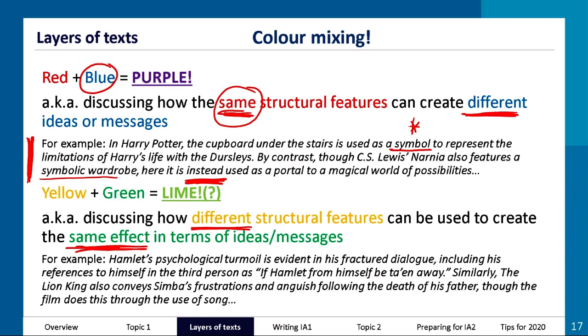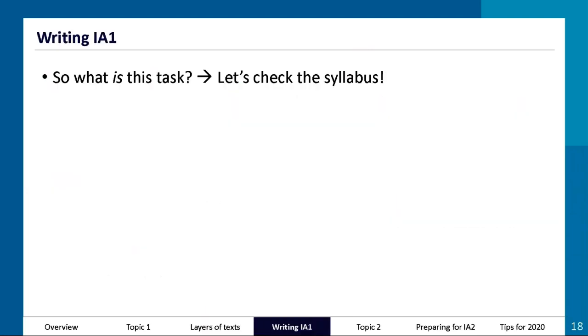So, keep this colour mixing stuff in mind. When we get into more detail about the task in a second, it's easy to lose sight of how to actually analyse the text. So this is a semi-abstract means of understanding what your piece should be accomplishing. Now we can look at how to actually accomplish it and what this task is all about.